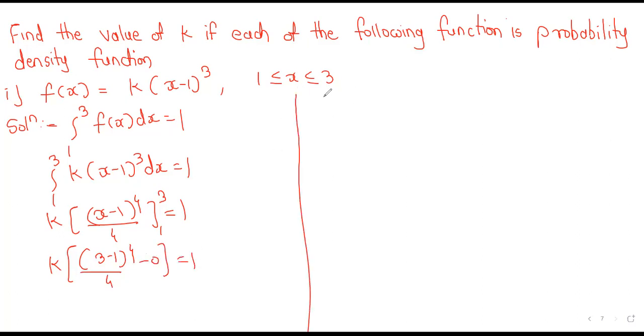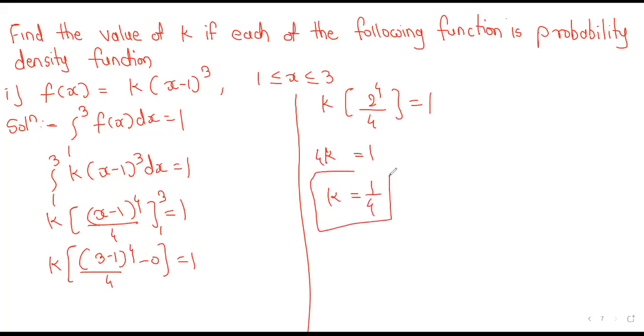Simplify, so what do we get? k into 2 raised to 4 divided by 4 is equal to 1. 2 raised to 4 is 16. So k into 4, or 4k, is equal to 1. So k is equal to 1 by 4. Okay. So we have given f of x is the probability density function and we have to calculate the value of k. So write down.